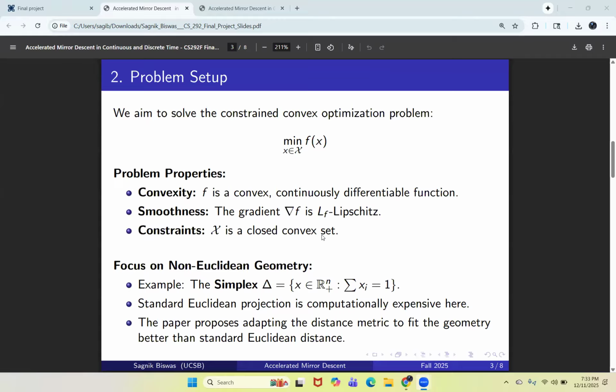A classic example is the simplex, where variables represent probabilities that sum to one. Standard Euclidean projection onto a simplex is computationally expensive and geometrically very unnatural. So this motivates us to use mirror descent, which adapts the distance metric to fit the geometry of the problem.